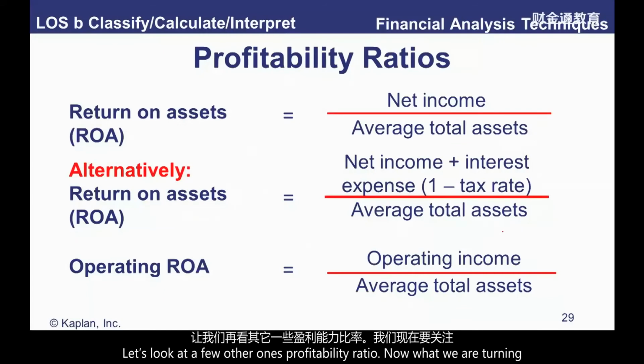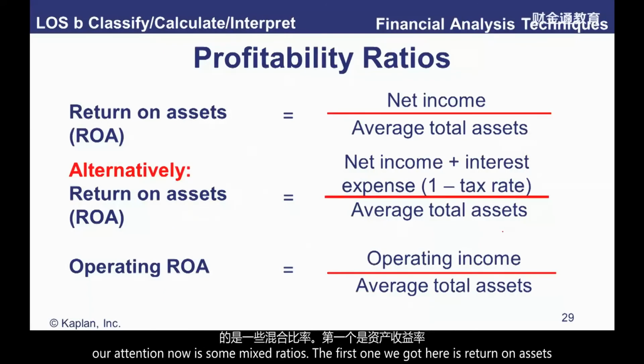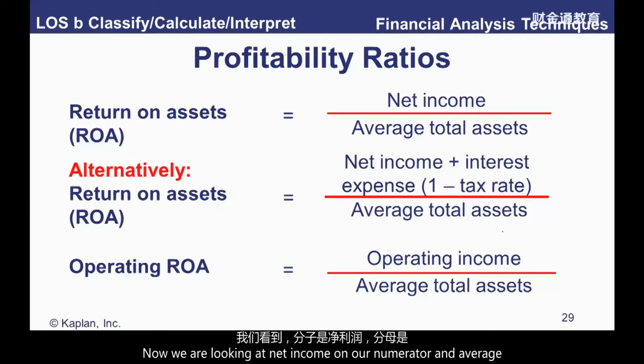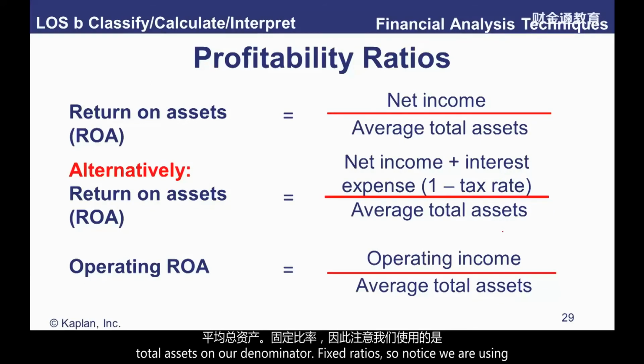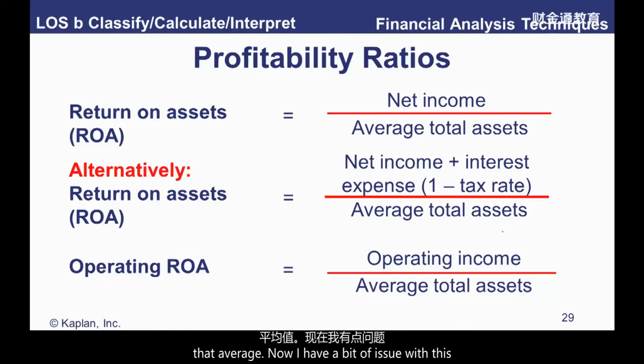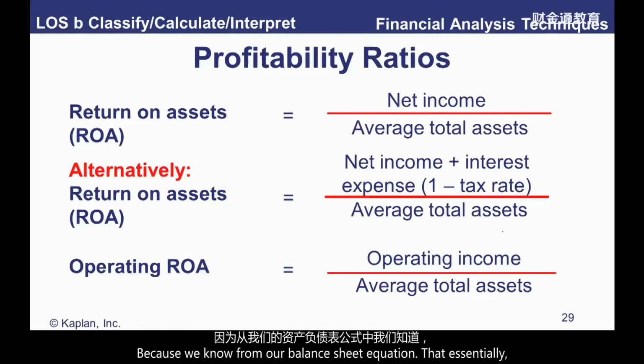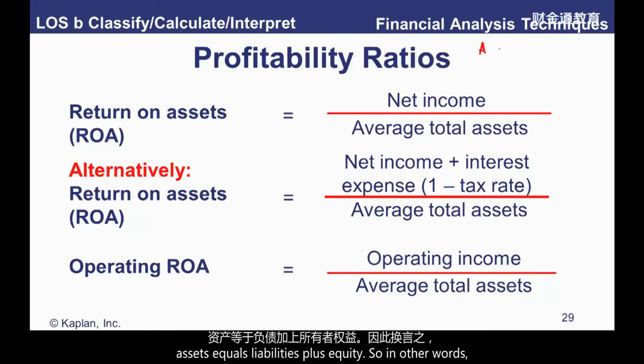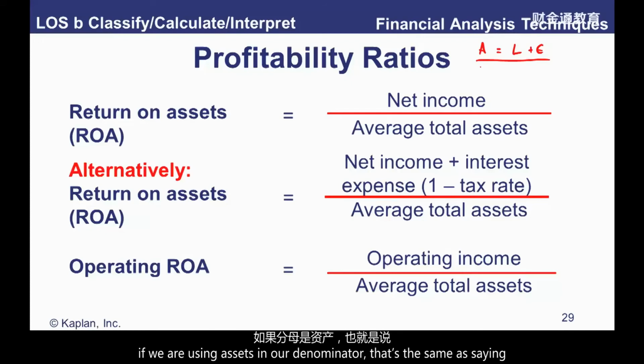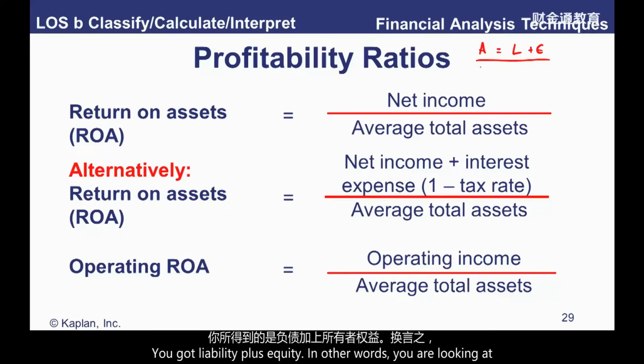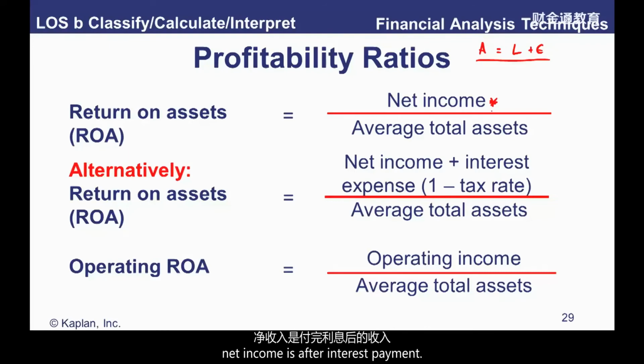Let's look at a few other profitability ratios. What we're turning our attention to now is some mixed ratios. The first one we've got here is our return on assets. We're looking at net income in our numerator and average total assets in our denominator. Mixed ratio, so notice we're using that average. Now, I have a bit of an issue with this because we know from our balance sheet equation that essentially assets equals liabilities plus equity. So in other words, if we're using assets in our denominator, that's the same as saying you've got liabilities plus equity. In other words, you're looking at both debt and equity in the denominator, but of course net income is after interest payments.